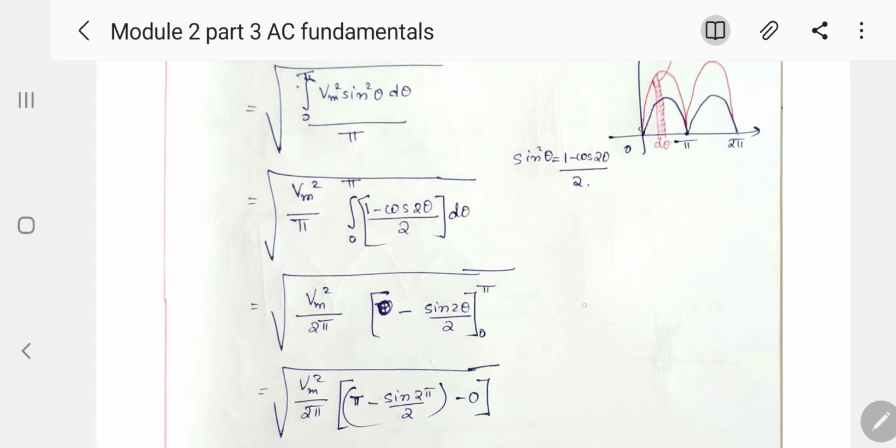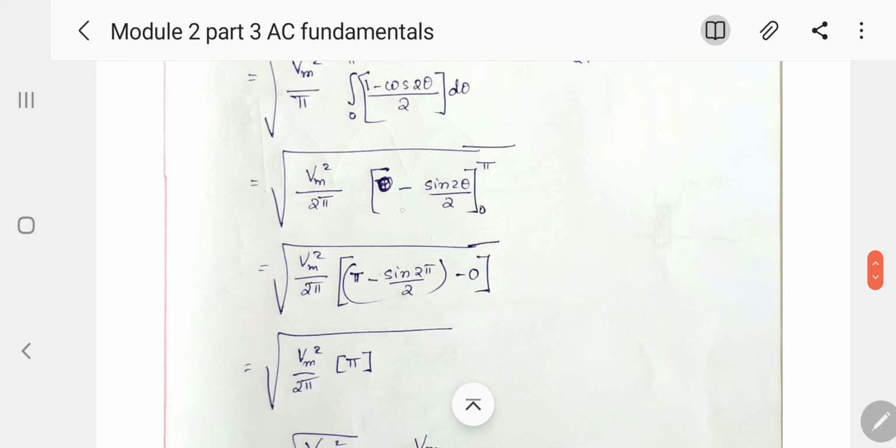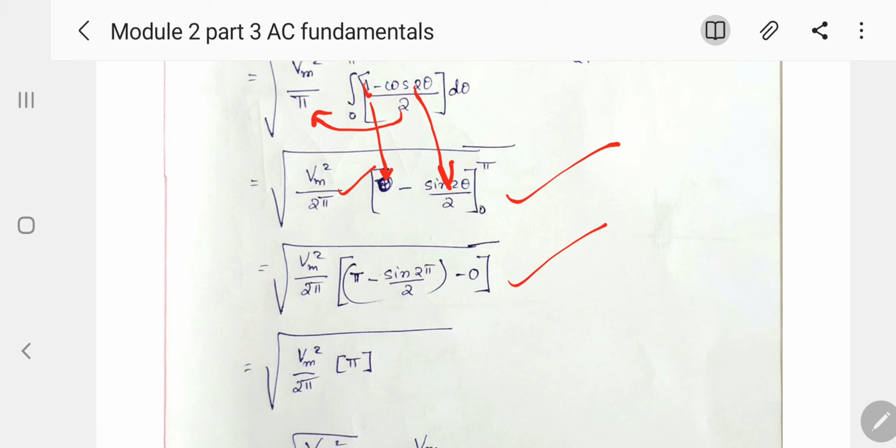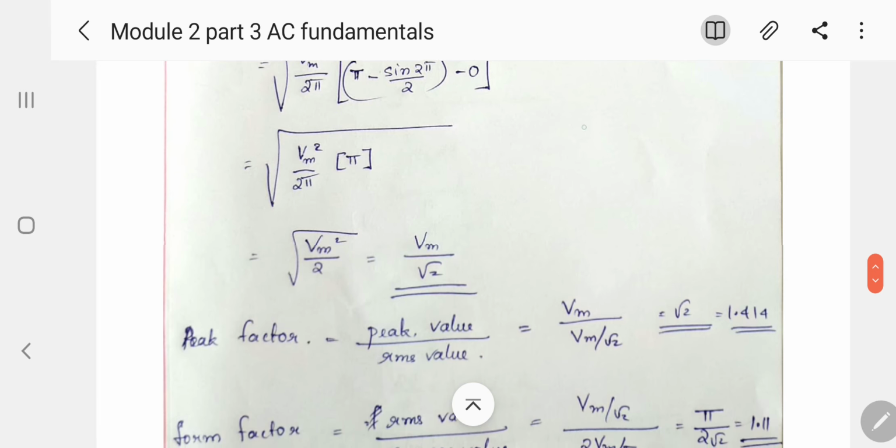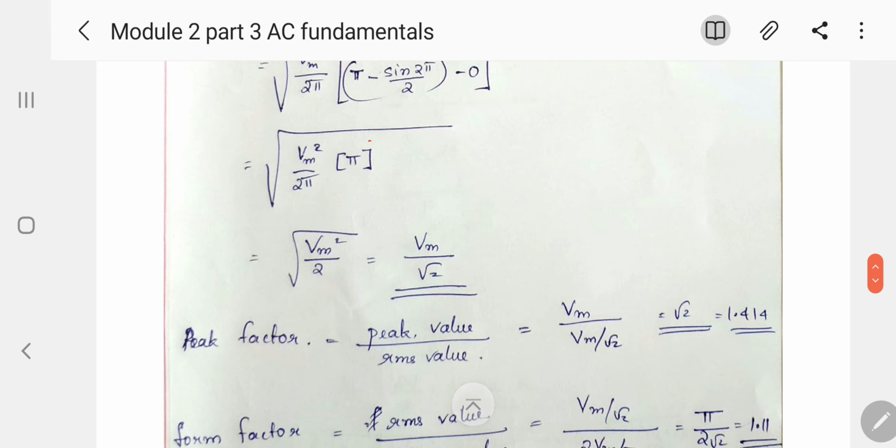Now integrating this one we are getting theta minus sin 2 theta divided by 2. Why? Because when we integrate 1 you will be getting theta, and cos 2 theta becomes sin 2 theta by 2. So Vm square divided by 2 pi, with the 2 taken outside. Okay, now we will be getting the expression like this. Vm square by 2 pi, putting the limits you will be getting the expression like this. And here also pi only is remaining. Pi gets cancelled and the final answer becomes Vm by root 2.